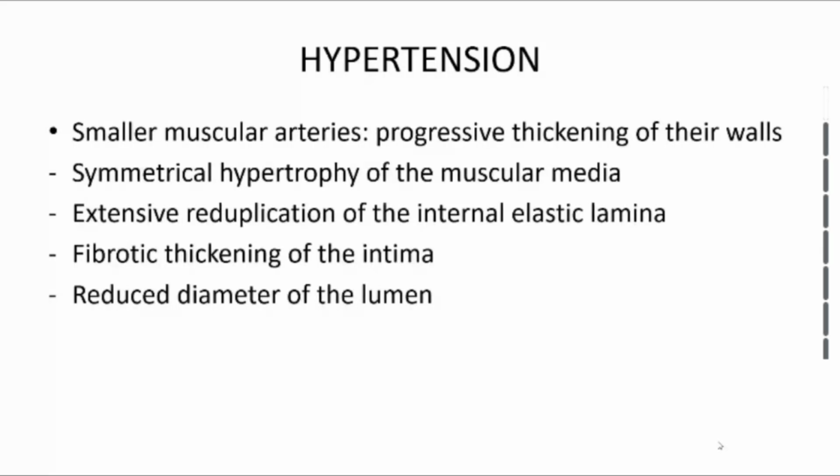So when you look at the smaller muscular arteries, in their walls there will be progressive thickening where we have symmetrical thickening. What causes the walls to thicken is symmetrical hypertrophy of the muscular media. So hypertrophy, as we had said, is an increase in cell number.